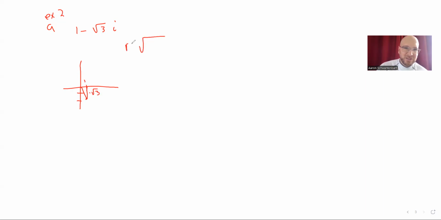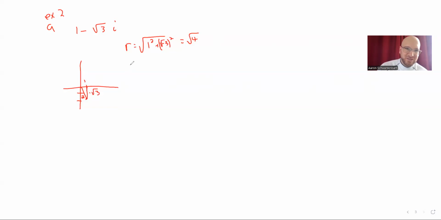Okay, so we're going to do a couple examples of converting. This is example 2. We've got 1 minus square root of 3 i. So if I graph that, and that's always important here, somewhere over here, 1, negative square root of 3. To get my modulus, I do the square root of 1 squared plus negative square root of 3 squared. That's the square root of 4, or 2.